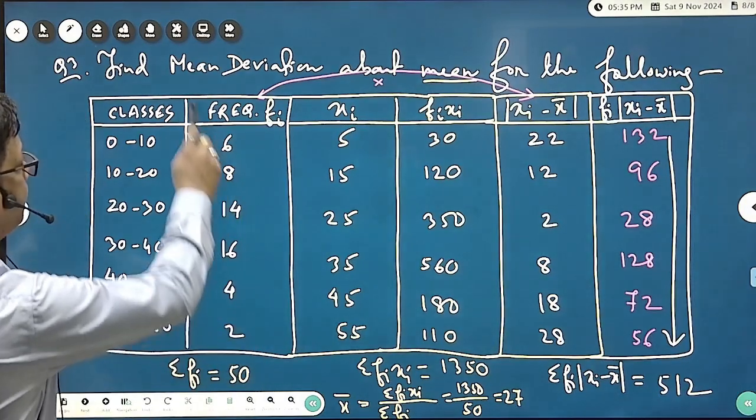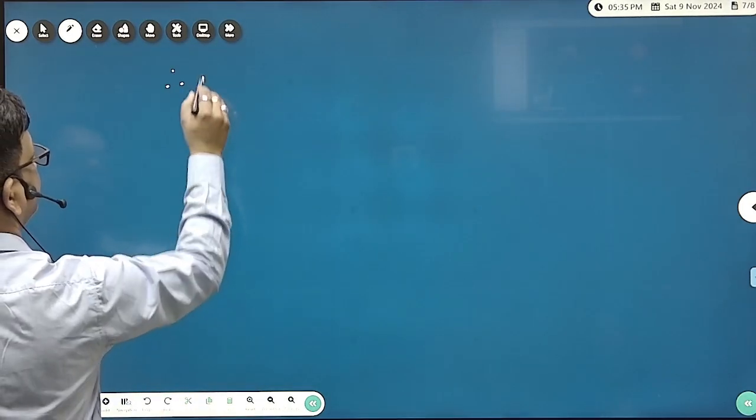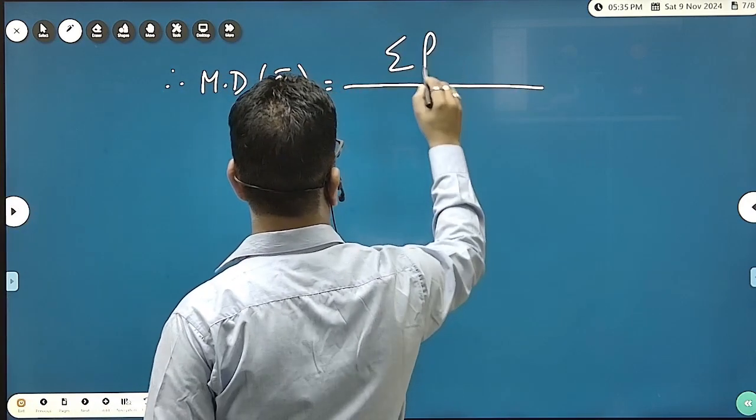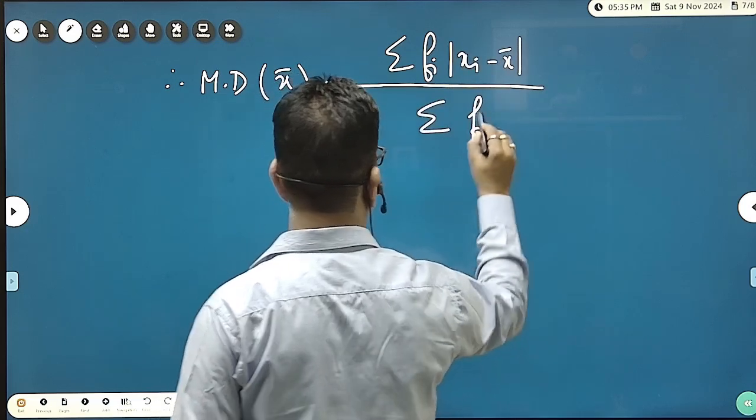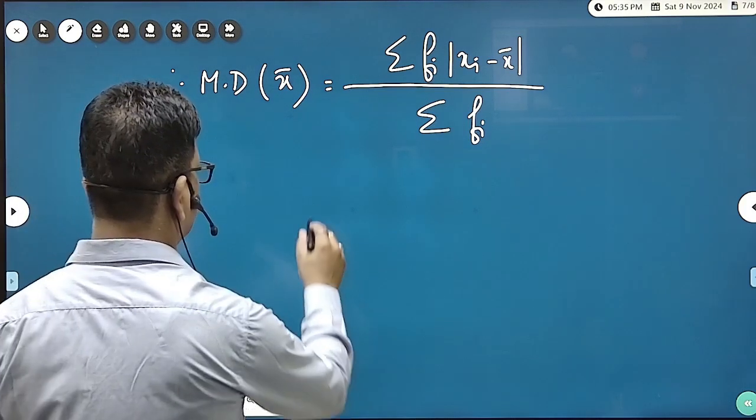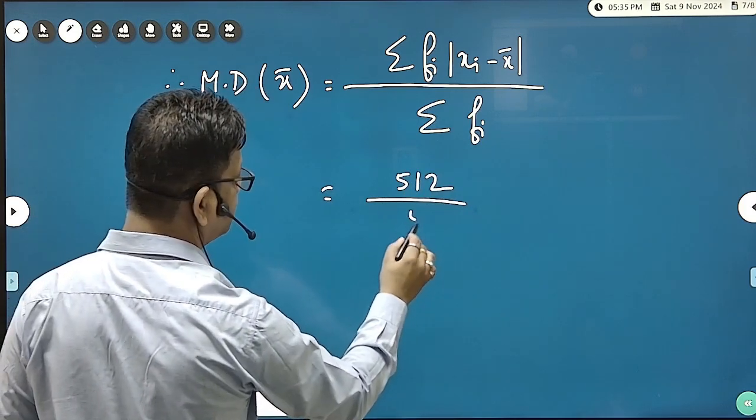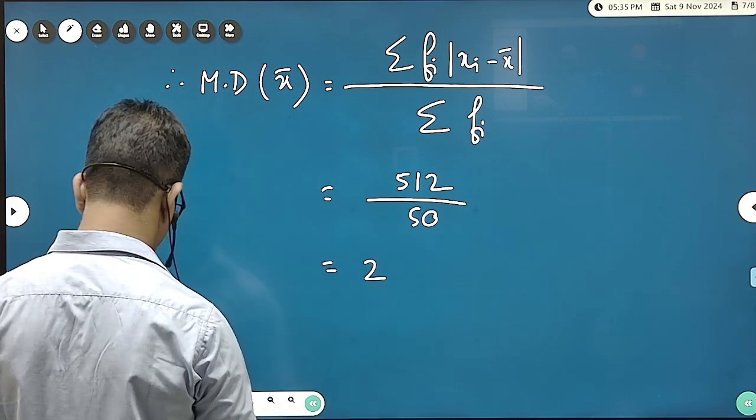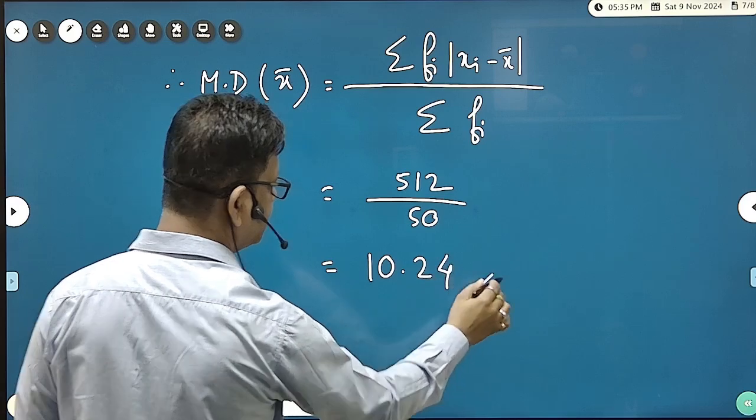Therefore, the mean deviation about mean, MD, the formula goes like summation of Fi times modulus of xi minus x bar, whole divided by summation of Fi. The formula is the same, that n we just write as summation of Fi. Now if I am not wrong, you got this number 512, correct or not? And here it is 50, just divide. 10.24. So this is the answer.